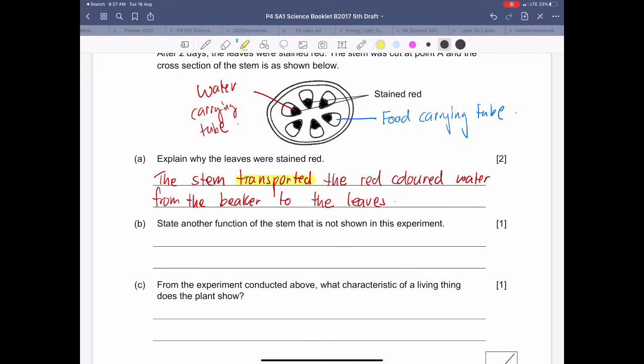So the stem holds the leaf upright. You can also say support the plant, hold the plant upright. Okay? It's all about the same idea. The whole idea is we want you to understand that the stem doesn't just transport things. It also enables the leaves to actually get the maximum amount of sunlight.